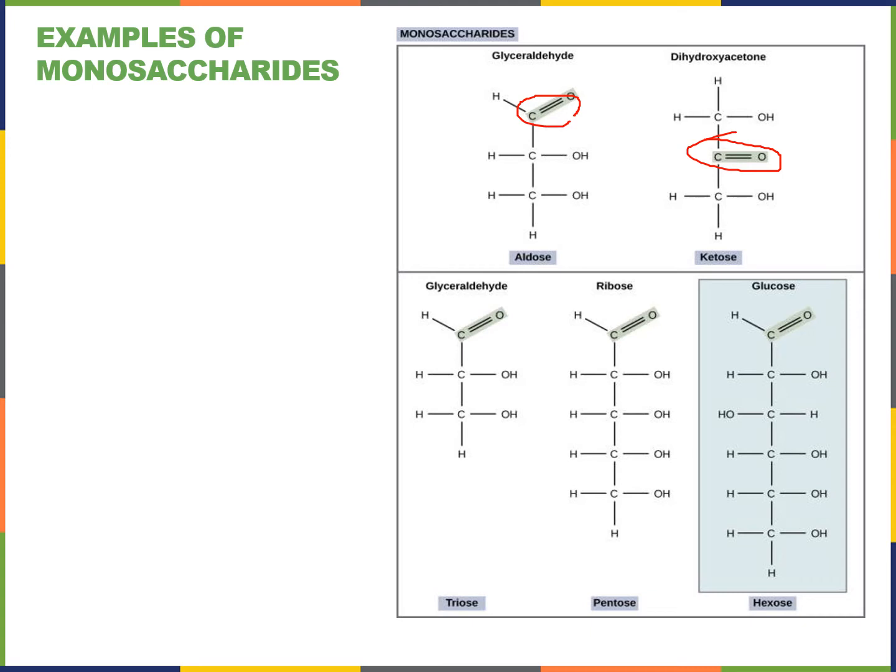How many carbons are present? 3, 5, 6. Triose, pentose, hexose. They look relatively similar, but glucose, we're going to see in a later chapter, will be split. It's going to be split right there to form 2 glyceraldehydes, which will then be turned into pyruvate.